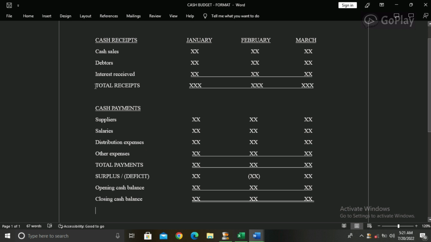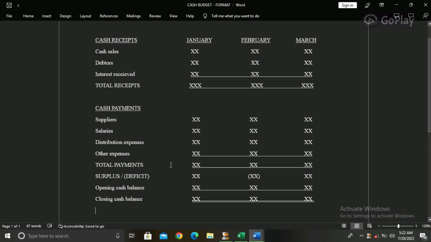After getting the total cash receipt, you then progress to the cash payment. That's where you pay utility bills, you pay your suppliers, you pay your workers, everything. So those things will go under the cash payment. After listing the various payments under the cash payments side, you then sum it to get a total cash payment.